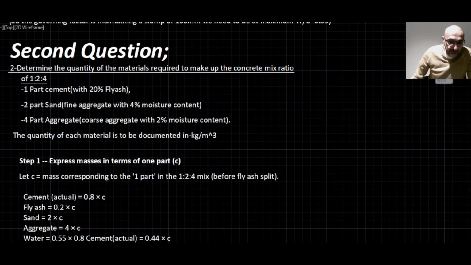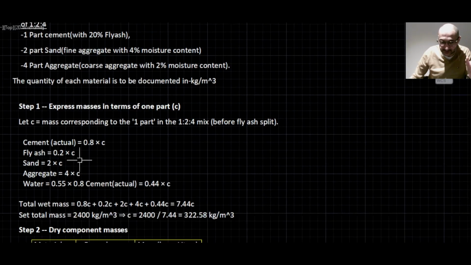Okay, step 1. The first step is to express these masses in terms of one part, and we will call that C. So the number 1 in that one part, we can call that C. So let C be the mass corresponding to one part in that ratio of 1:4, before we include the fly ash split. So that means the actual cement will be 0.8 times C, and then the fly ash will be 0.2 C. Okay, so 0.2 and 0.8 will give us the 1. All right, you with me?